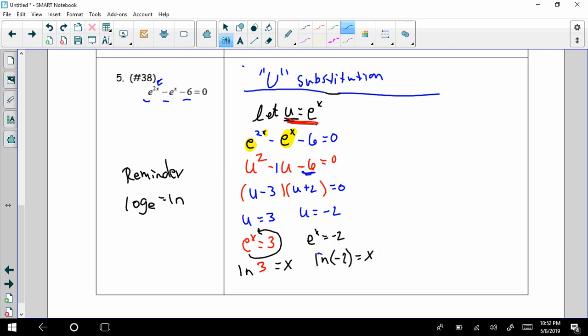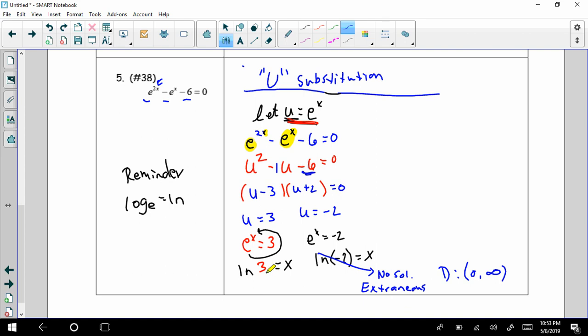This is no solution. It's an extraneous solution, because if you recall, the domain of this function should be from 0 to infinity. We can't have those negative numbers in there when we're dealing with natural logs. So our x values won't be negative, and so this one doesn't work.